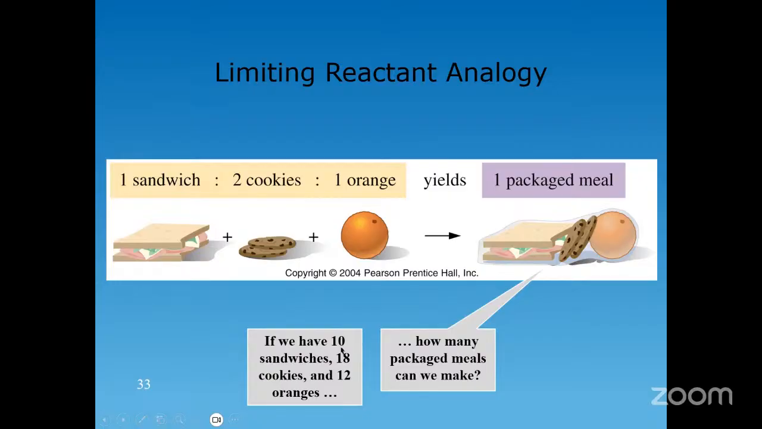Let's say we have 10 sandwiches at hand. We have 18 cookies and 12 oranges. So the question is, how many packaged meals can you make out of these items as they're listed here, right?